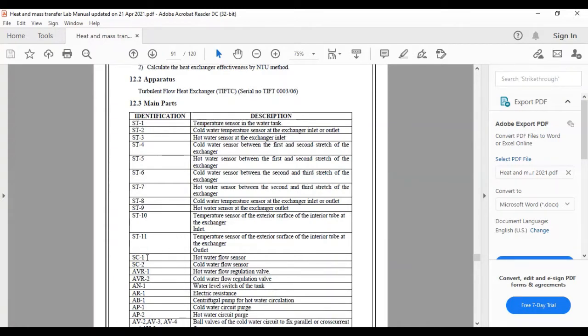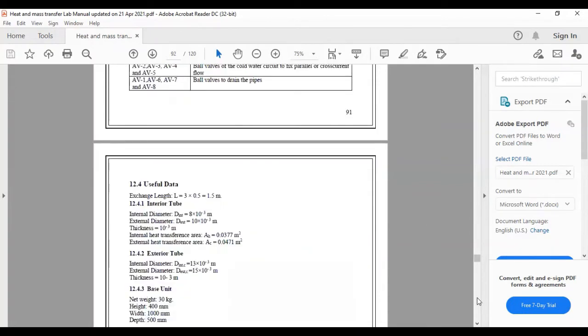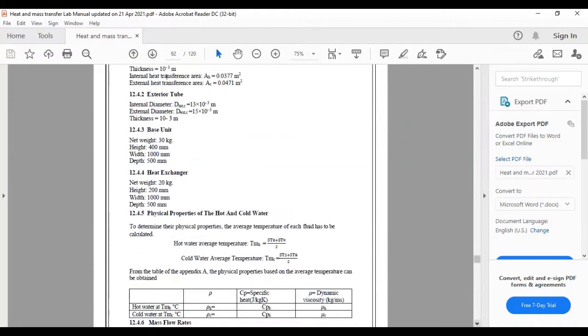Similarly, we have different kinds of water flow sensors, SC1 and SC2. SC1 will measure the flow rate of hot water, and SC2 will measure the flow rate of cold water. Now we will move towards some useful data. The exchanger length is 1.5 meters. Some diameters of tubes are also given. We will use all of these values to calculate the different parameters.